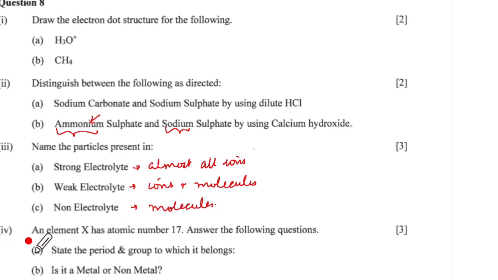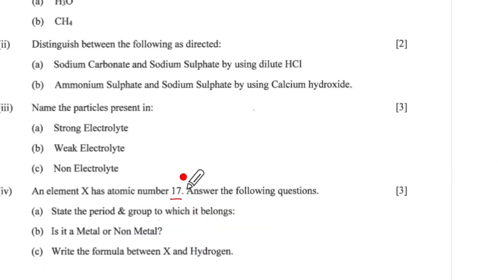Now we come to this last one. An element X has atomic number 17. So 17 means the electronic configuration is 2, 8, 7. State the period and the group. So the period is 3 and the group is group 17 or 7A. Is it a metal or a non-metal? Obviously it is a non-metal.